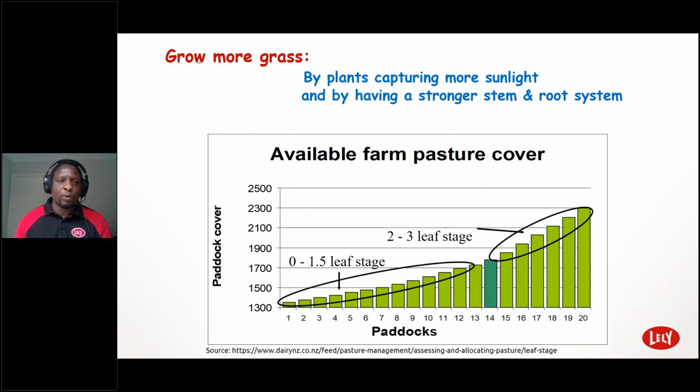That's how you are going to grow more grass, by plants capturing more sunlight and by having a stronger stem and root system.